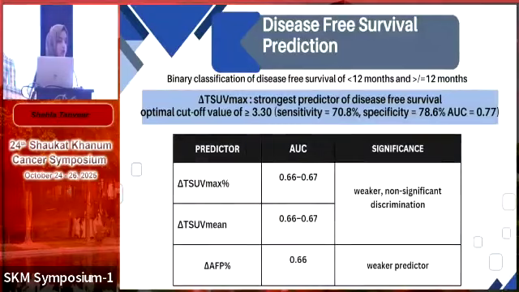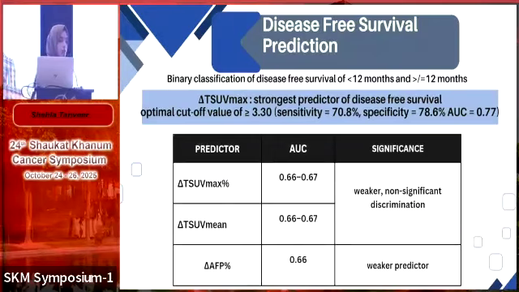For the disease-free survival prediction, we had a binary classification of DFS less than 12 months and the other group that had a DFS of 12 or more than 12 months. The ROC curve analysis showed us that the delta TSUV max was the strongest predictor of them all. The rest of the PET metrics and the delta AFP were weaker predictors.